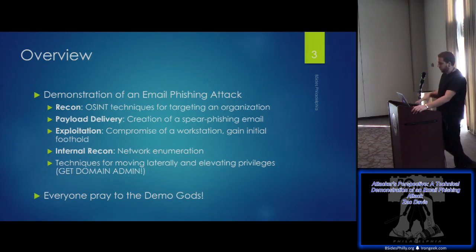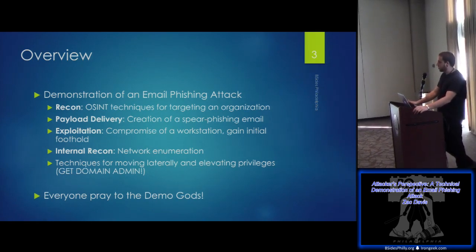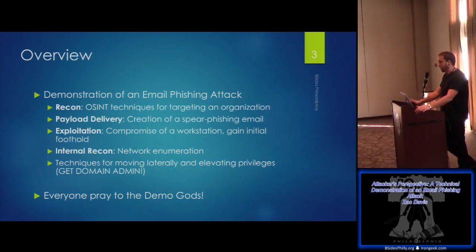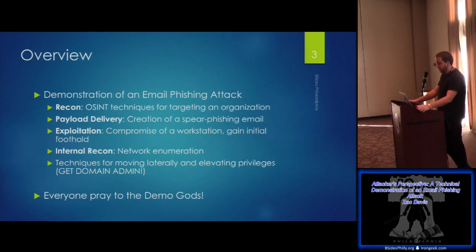I have a mini Active Directory domain with workstations, servers, and a domain controller set up on my laptop. So we're going to compromise a workstation to gain an initial foothold. I'm going to show you how I do network enumeration internally to stay under the radar and be a little bit quieter using native Windows functionality. And then I'm going to show you techniques for moving laterally and elevating privileges, and we're going to try and get domain admin on my little network.